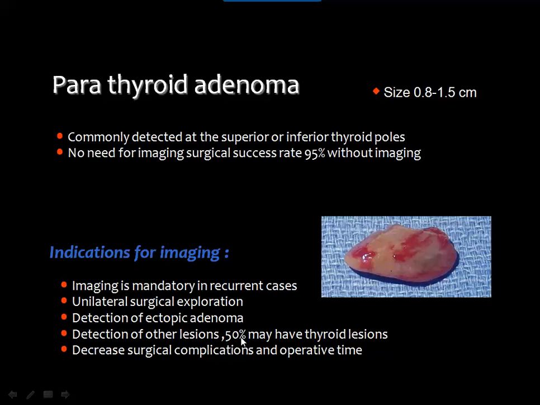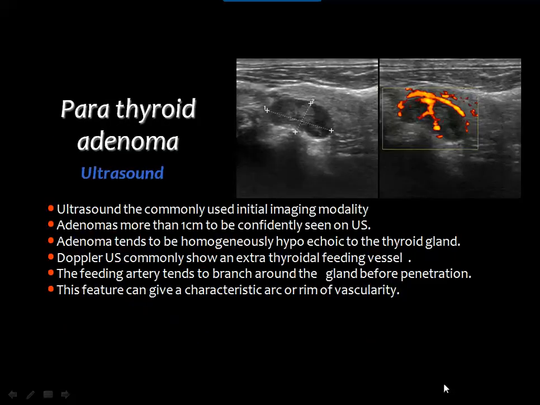Then 50% of the patients may have thyroid disease together with parathyroid disease, and of course, to decrease the surgical time and the complications. This is the usual appearance of the parathyroid adenoma by ultrasound, and ultrasound is the initial way for imaging of the neck and to have samples from neck pathologies. Then adenomas more than 1 centimeter can be confidently seen by ultrasound.